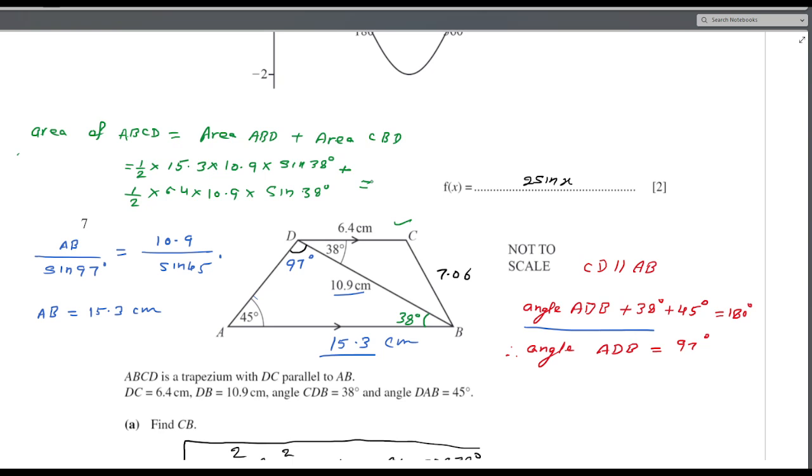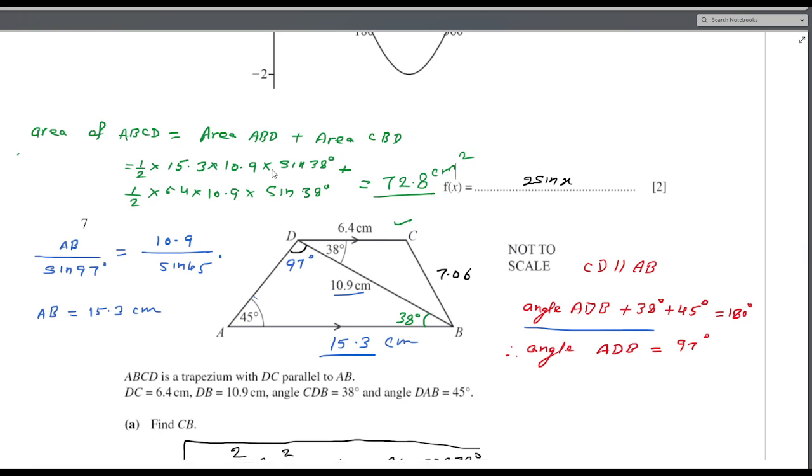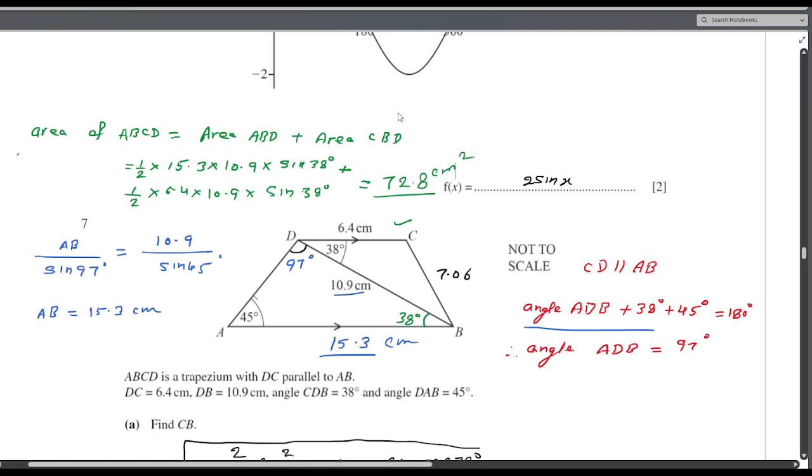The result is 72.8 centimeter square. This is for 4 marks. There are different ways of finding the area of a trapezium. I could have drawn one perpendicular from D, first calculated the value of that perpendicular, and then found the area of the trapezium. Or, as all the things needed to find the area of these two triangles are there, it is better to use the area of these two triangles.